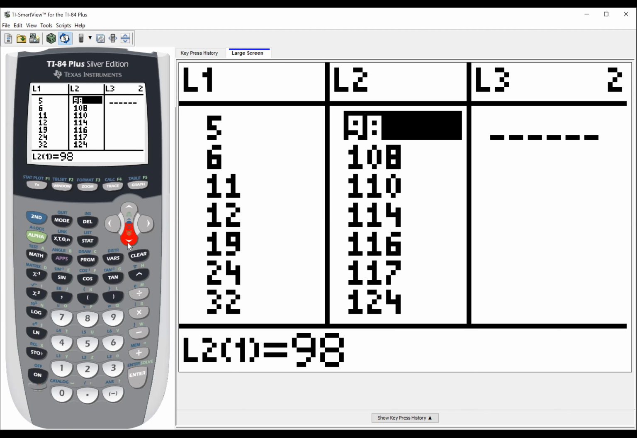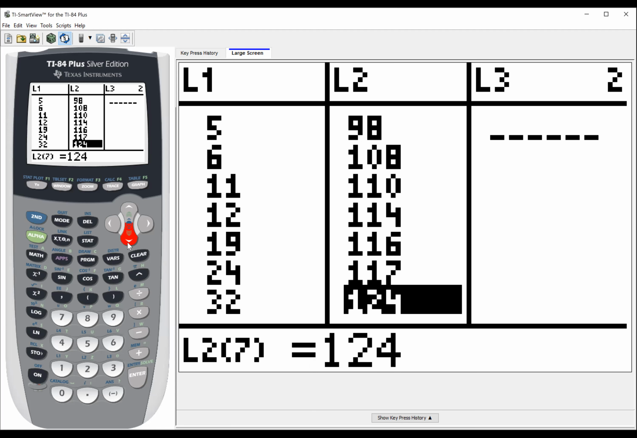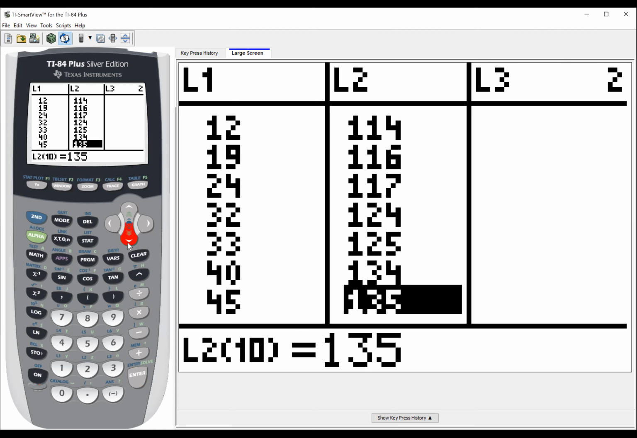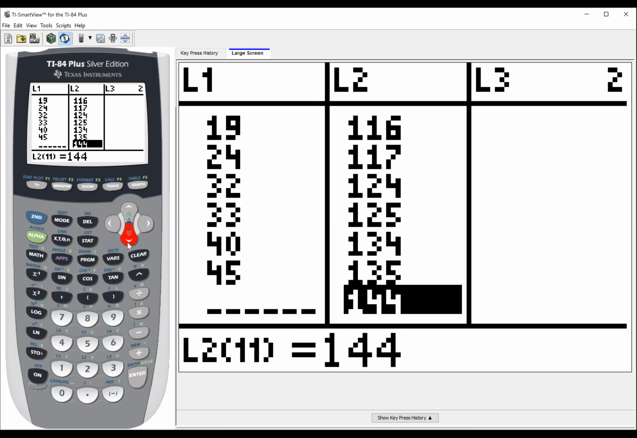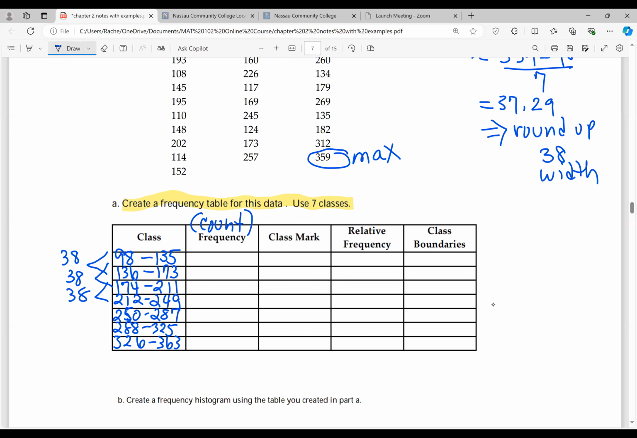So we have 1, 2, 3, 4, 5, 6, 7, 8, 9, 10. And that's it, because 144 is too high. That doesn't fall between 98 and 135. So these first 10 data values are between 98 and 135. My frequency for the first class is going to be 10, because there are 10 weights between 98 and 135 kilograms.